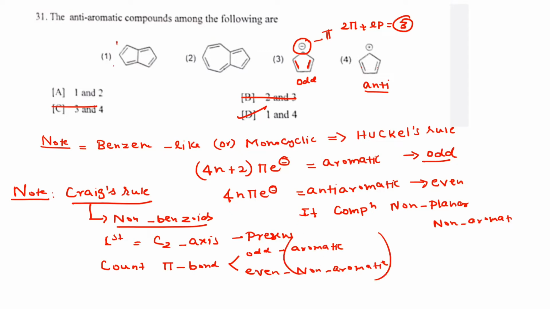The first molecule is not anti-aromatic. It has 1, 2, 3, 4 pi bonds, so it should be a non-aromatic molecule according to Gray's rule. But in this question paper, the more correct, more approximate answer is option D. Now go for the second question.